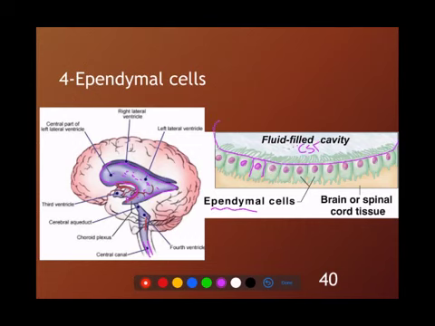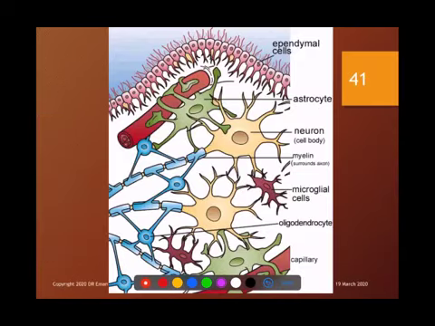These are called ependymal cells. They are present in the cavities in the brain as this one, as well as the cavity called the central canal in the spinal cord. Then, this picture is a very good picture. It collects most of the cells mentioned before. Here we have the ependymal cell lining the cavities present in the brain, filled with CSF, and they are responsible for the formation of this CSF.